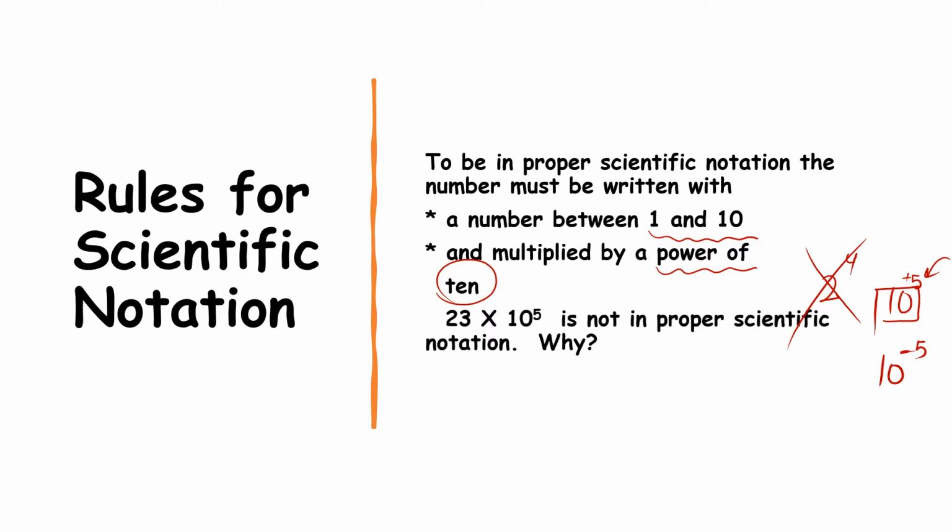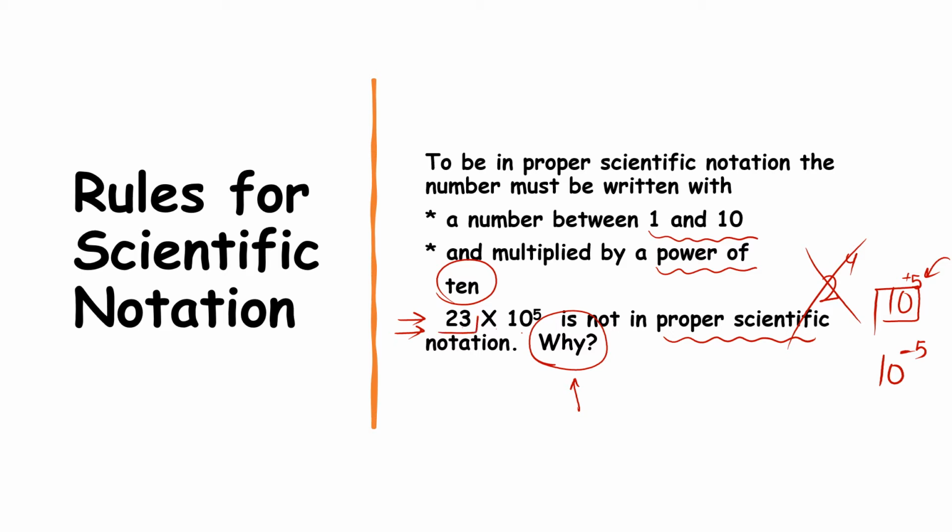Now look at this one, the number 23 times 10 to the power of 5. It is not the proper scientific notation. Figure out why. Now pause the video, find out your answer, and if you find it, very nice, just try to clear the doubts and listen to me.